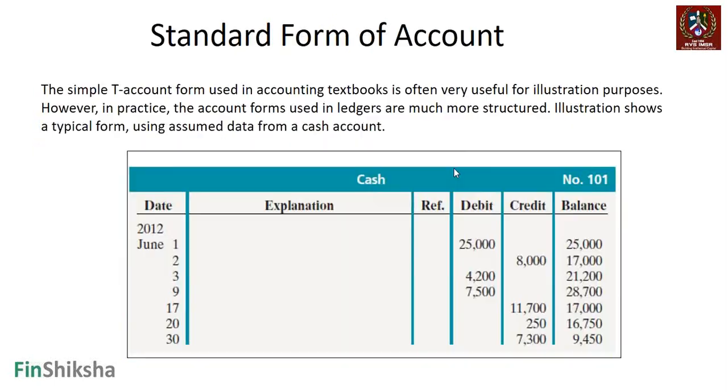So next we move ahead to understand how this account gets created. A simple T account is very useful for illustration, but in practice, the account forms used in ledgers are much more structured. So for example, if you look at a cash account, what has come in and what has gone out continues, and you keep getting the balance after each transaction, and on each date chronologically you'll keep putting in the data points, right?